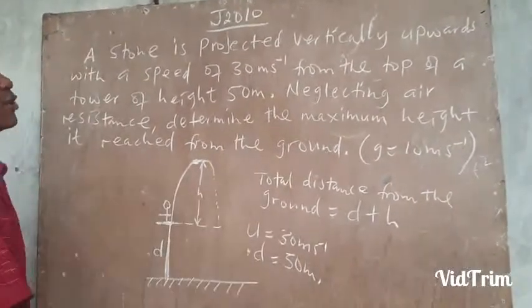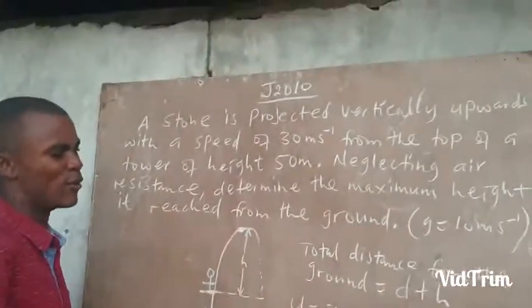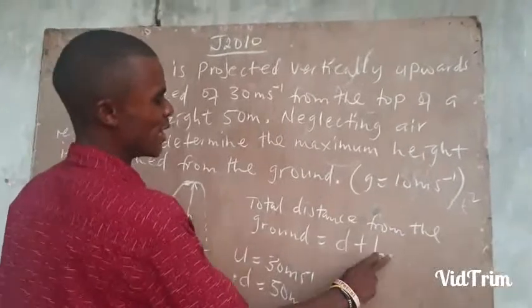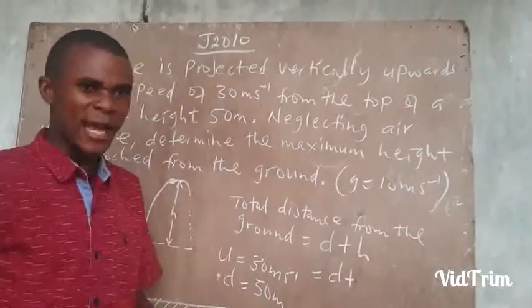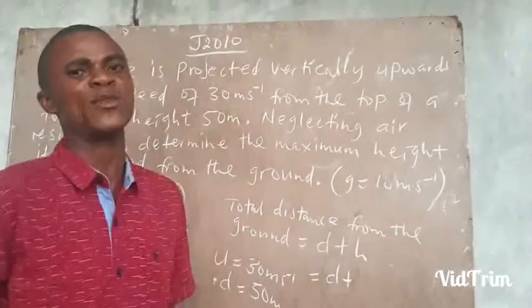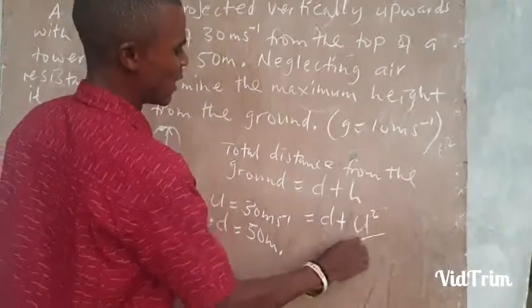We now want to get the maximum height above the ground, and we said the formula for the maximum height above the ground is D plus H. So if we substitute here, we have D plus H. Anytime you send an object vertically upward, if you go to the videos, you see that the formula is U squared divided by 2G.